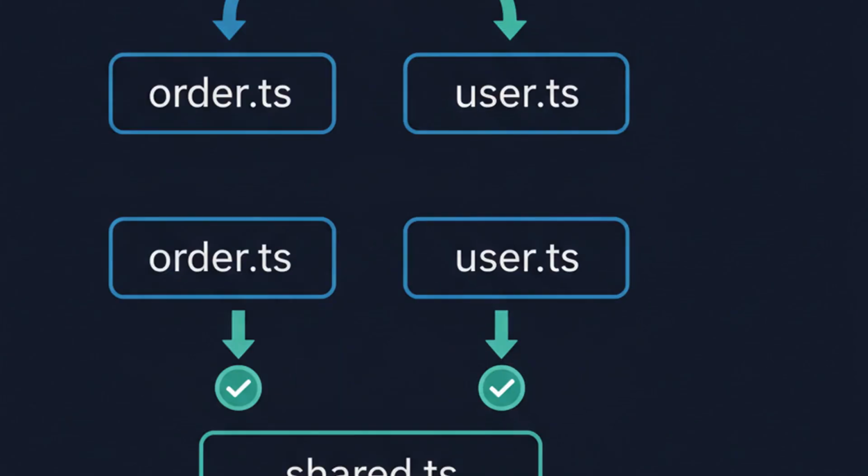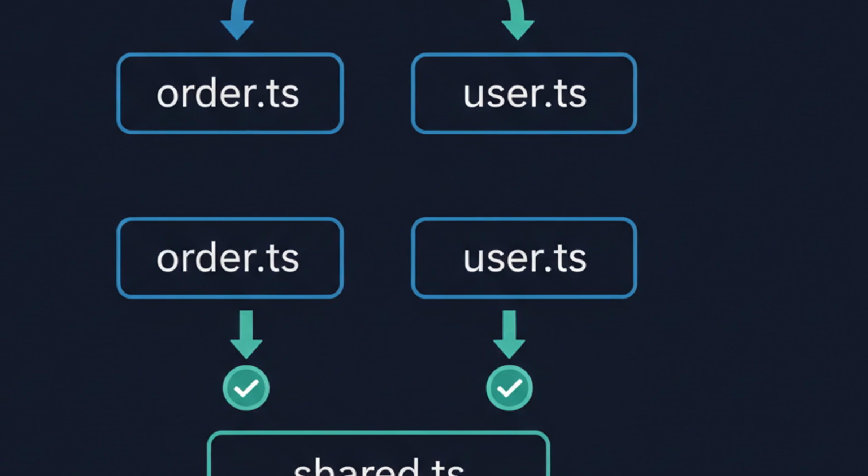Two modules that import each other create a circular dependency. At best, it works by luck. At worst, you get undefined values at runtime because one file hadn't finished loading when the other needed it.